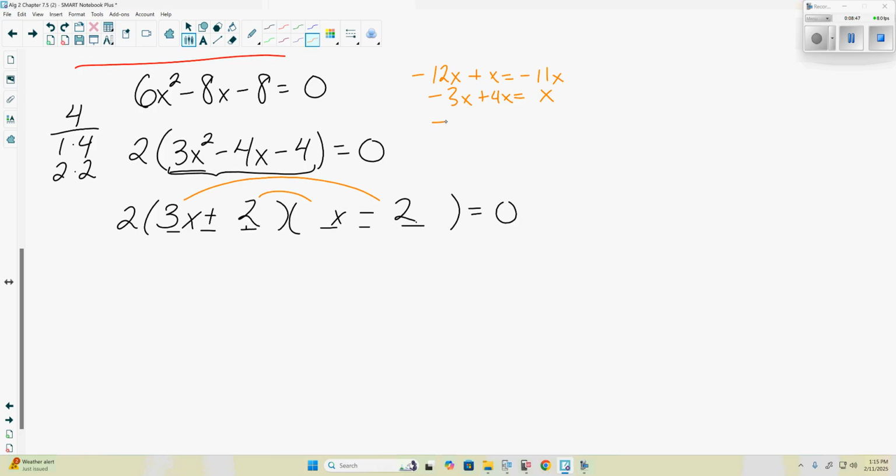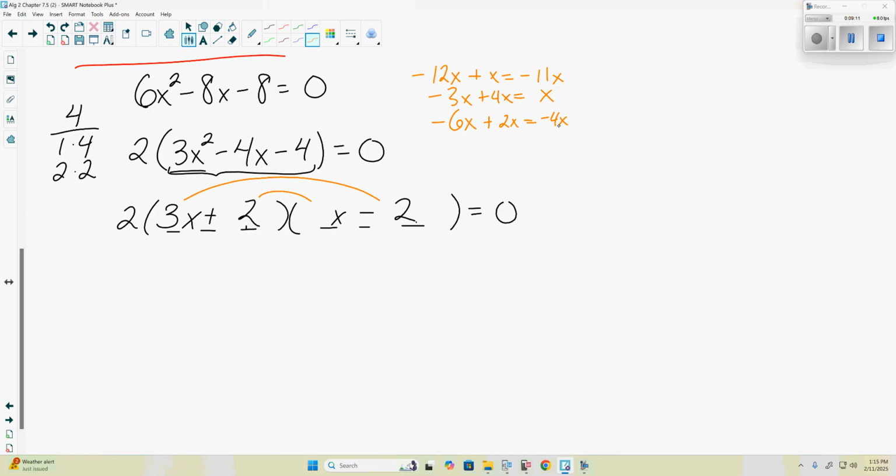3x times negative 2 is negative 6x. 2 times x is plus 2x, giving us the negative 4x that we wanted. Now again, if we do get the correct number but wrong sign, so if it gave us positive 4x instead of negative 4x, flip the signs, and it'll fix our sign error.